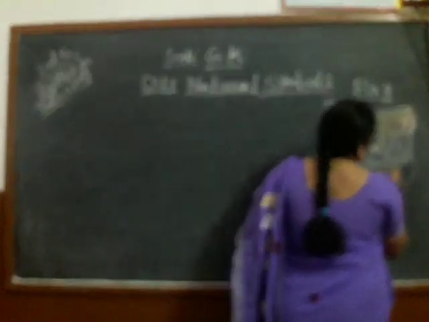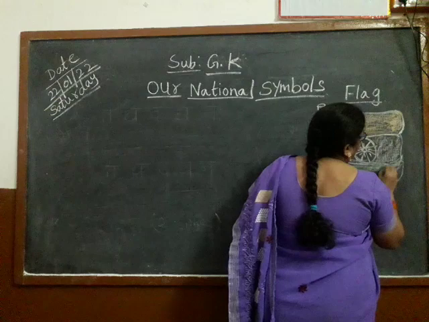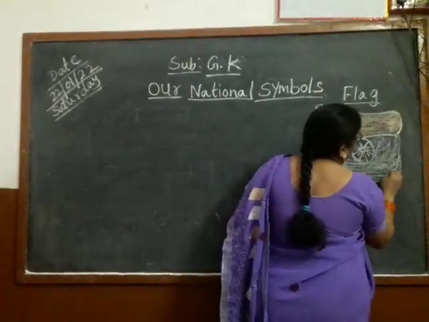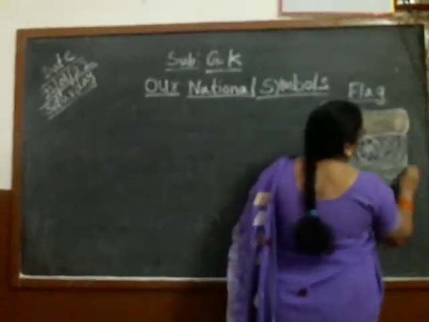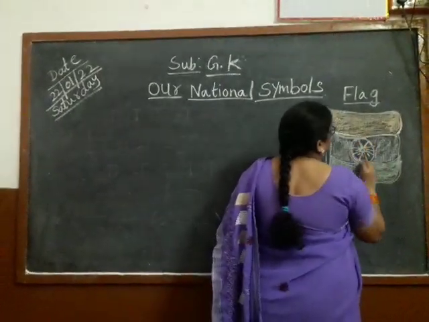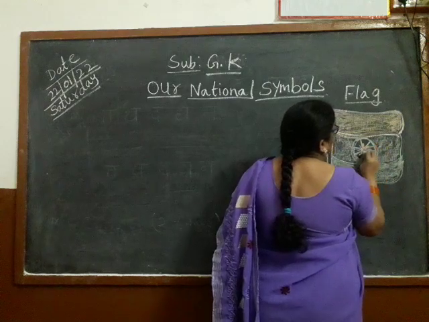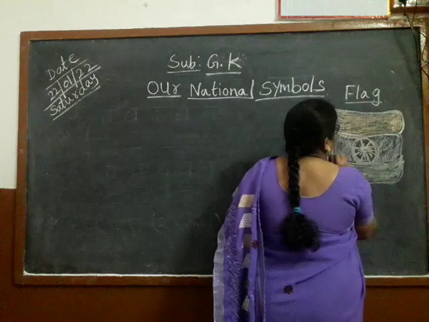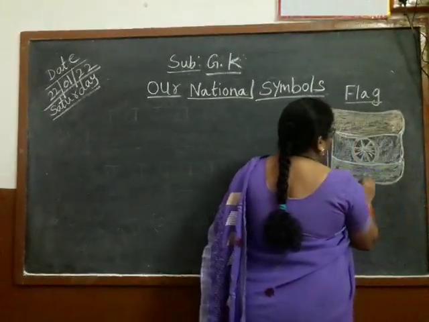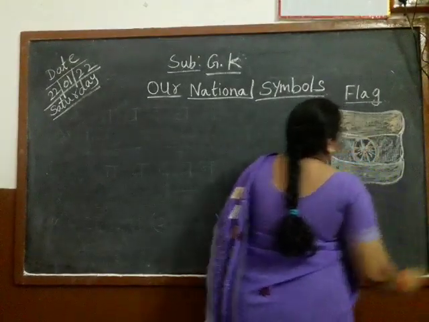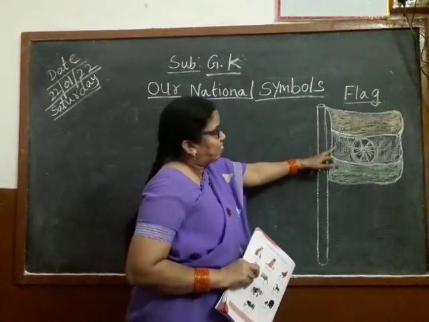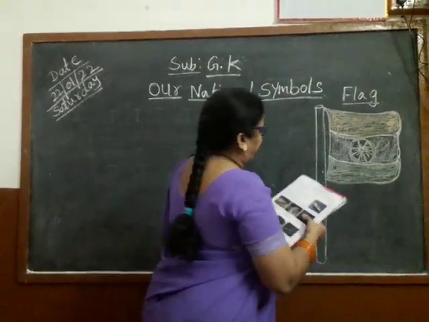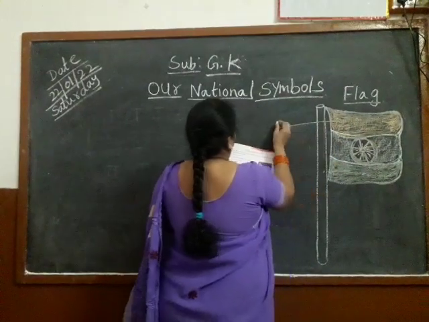How many colors are there in the flag? Three colors. What are they? Saffron, white and green. Yes. How many colors are there? Three colors. Saffron, white and green color. Saffron orange, white peace, green color prosperity. Understood, children? Yes, this is saffron. Which color this is?